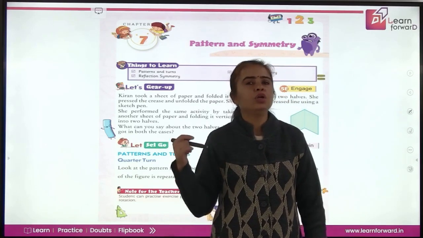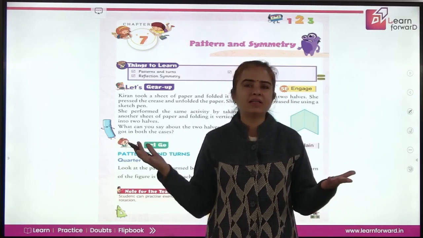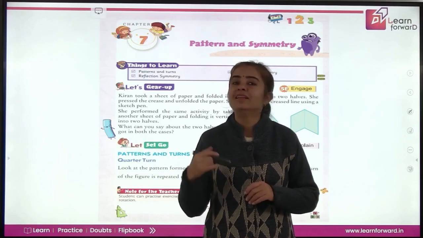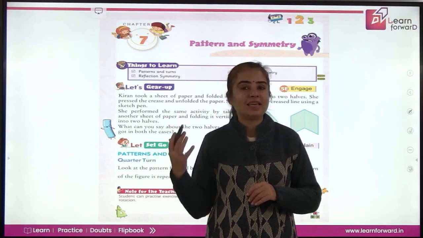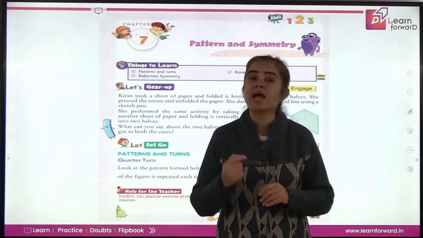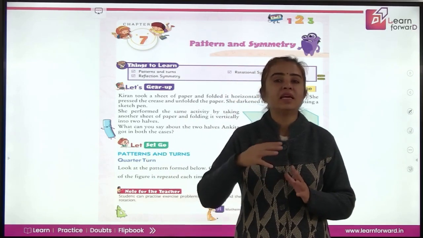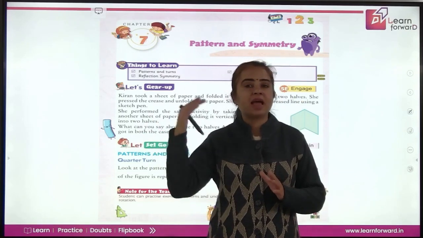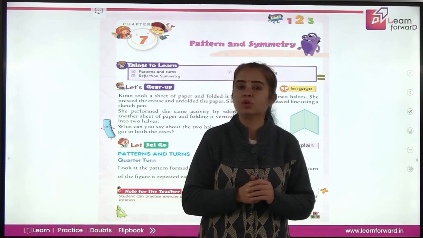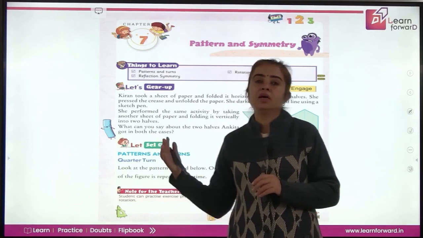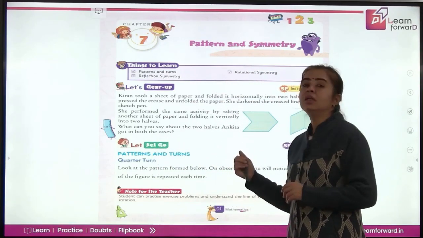Till now, you have learned which patterns do you remember? The patterns in numbers, in letters, what else? Yes, the patterns in shapes and colors also. They can be increasing, they can be decreasing. There are different patterns we have done with numbers also, right? Now we'll be learning about some new patterns and turns also.